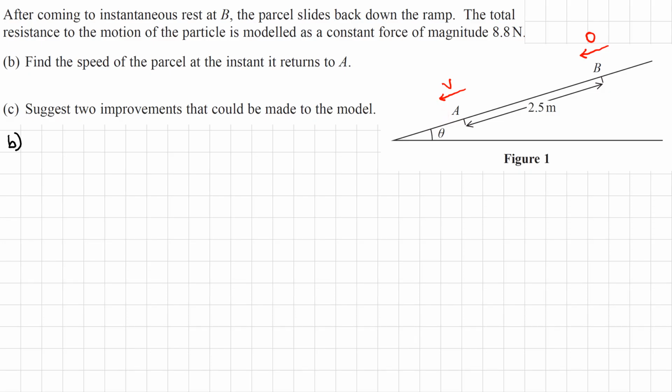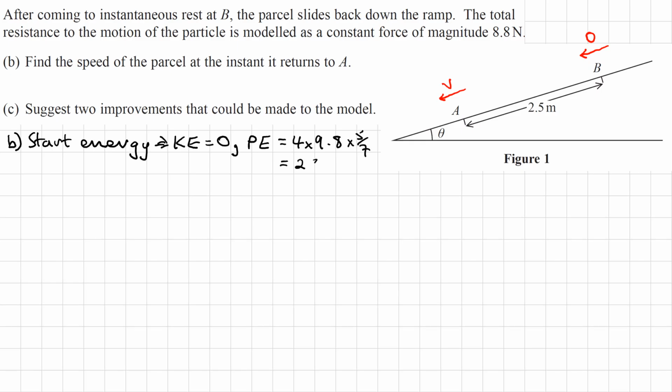So let's look at the energy at the start. Since it's released from rest here at B, there's no kinetic energy, so kinetic energy is 0. For potential energy, we have worked out before, but just as a reminder, that's going to be mgh. We worked that out to be 5 over 7, and so that's going to be 28. So energy at the start is 28.